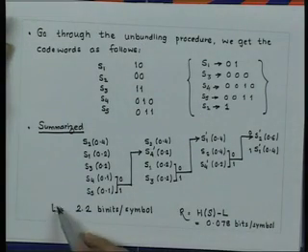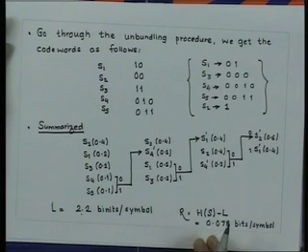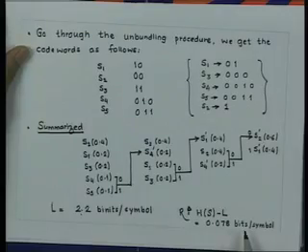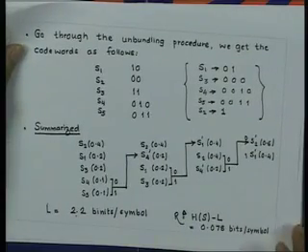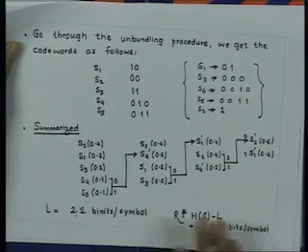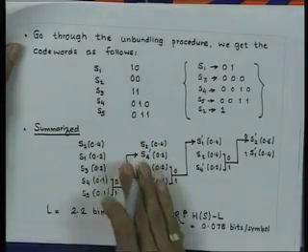Now, if we calculate the average code length for this code which we have got, we will find that the average length turns out to be 2.2 bits per symbol, and the redundancy, which is defined as entropy minus the average length for the code, turns out to be 0.078 bits per symbol. So in the code which we have designed today and the code which we had designed in the last class, both have the same average length, or both have the same redundancy.